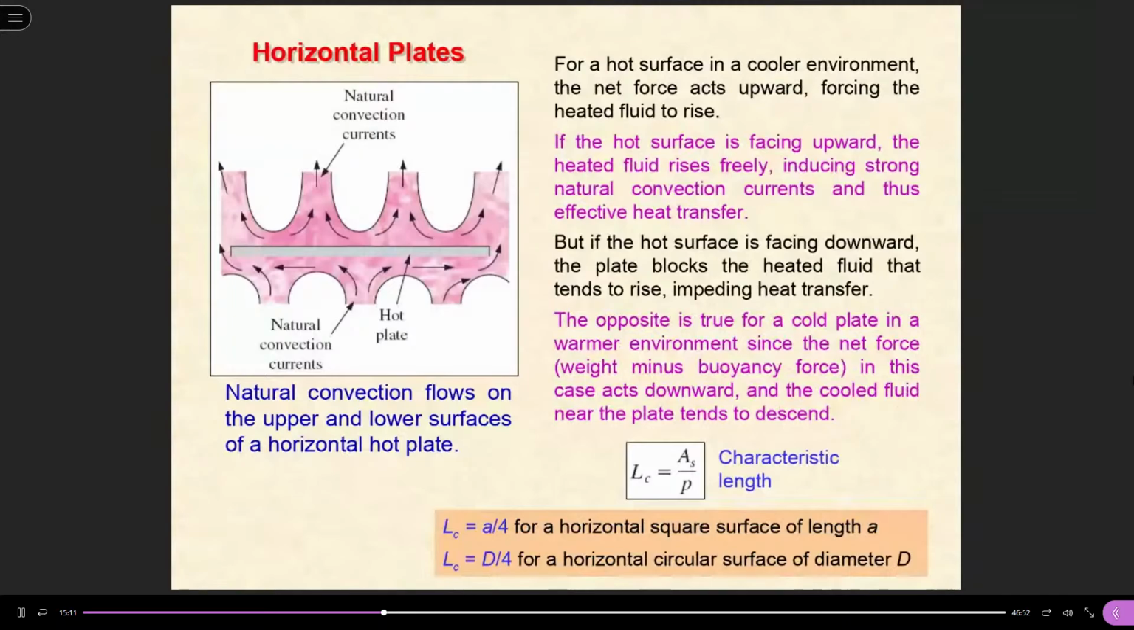Now, even if a plate is heated and suspended in the air, if it's facing upward, the natural convection works well. The air tends to go upward by itself, right? But if it's a hot plate facing downward, imagine the air is heated here. The air was heated up, so this air is lighter, right? It tends to float, with buoyancy force acting this way. But this is the surface, so the warm air tends not to move because of the surface.